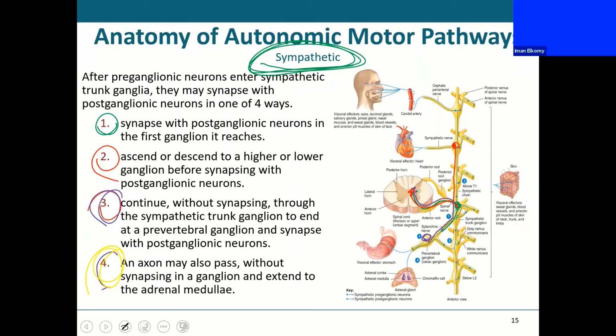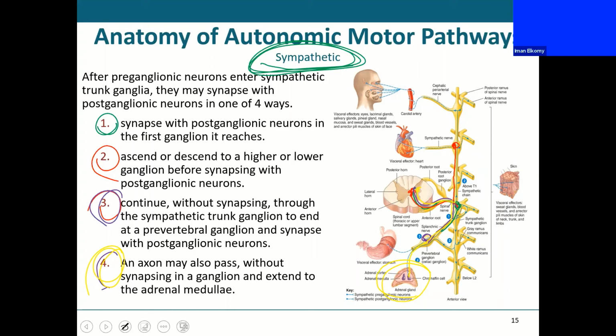My preganglionic neuron leaves the spinal cord, goes into the sympathetic trunk, travels down, passes through that prevertebral ganglion, does not synapse, goes to the adrenal medulla and synapses on a chromaffin cell. So number four involves one motor neuron, only your preganglionic neuron. And then it bypasses all of the other places as it passes through those ganglia and goes right to the adrenal gland. Does this make sense?